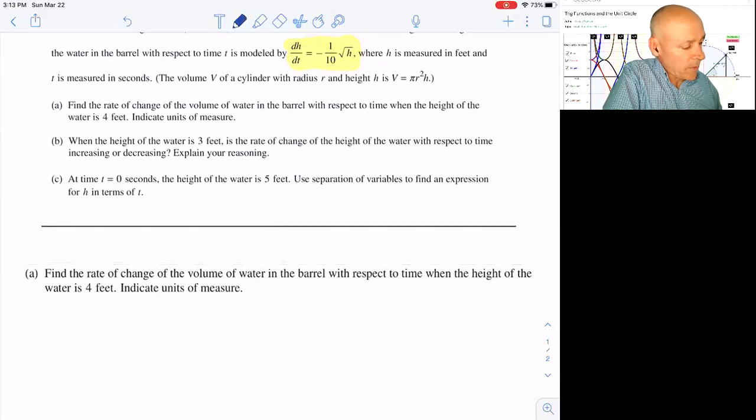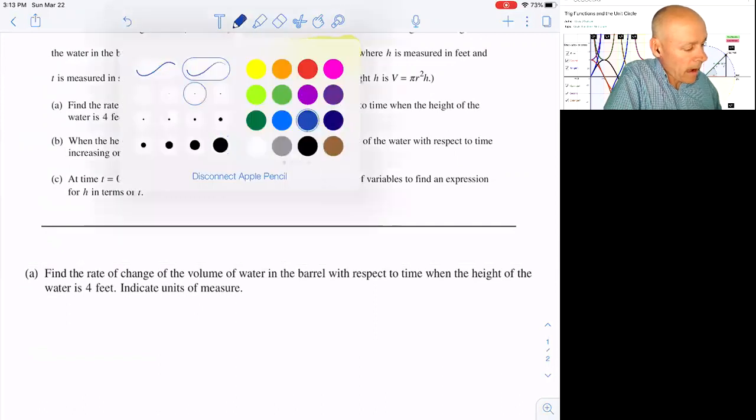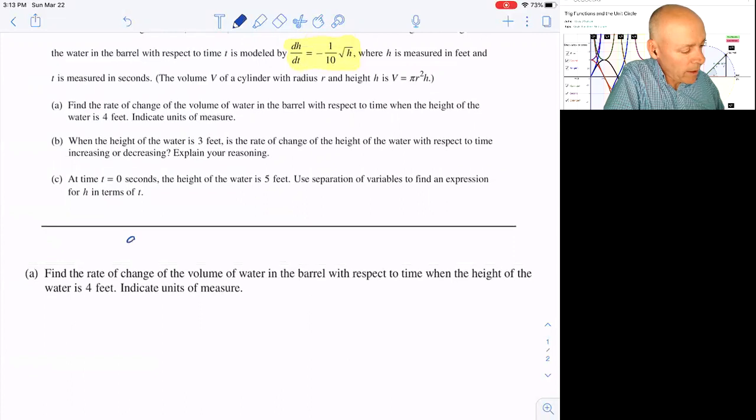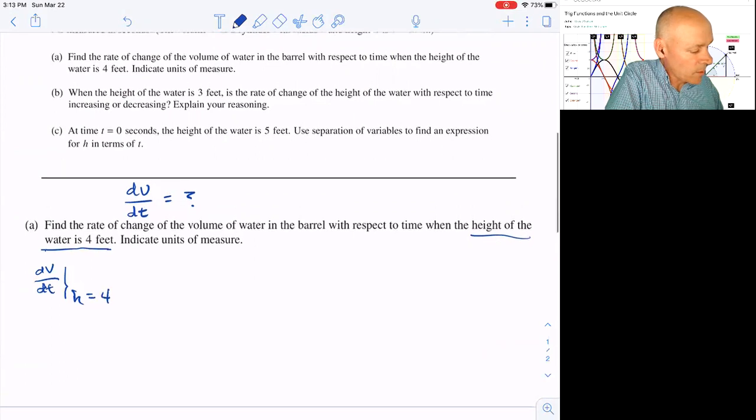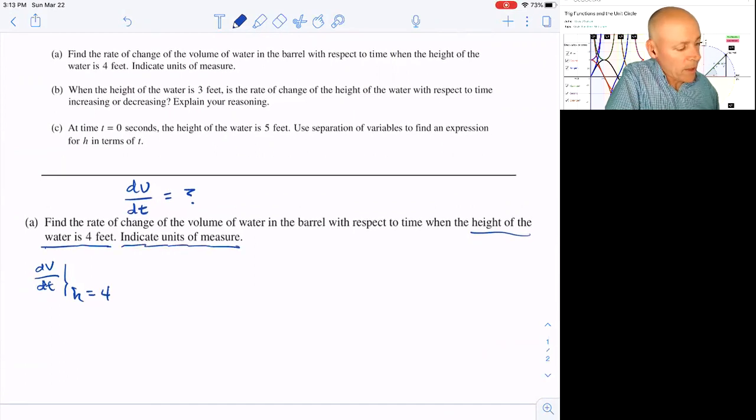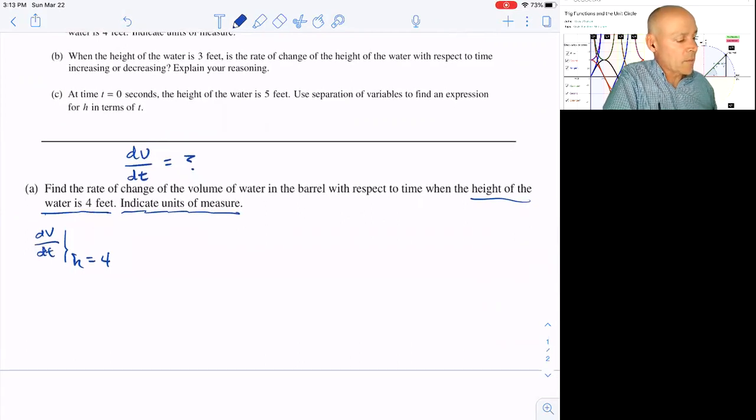So in part A, we're asked to find the rate of change of the volume of water in the barrel with respect to time. Now the calculus for the rate of change of the volume of water is dV/dt. So that is what we're asked to find in part A, when the height of the water is 4 feet. So basically, we're looking for dV/dt such that h is equal to 4. And we also want to make sure we indicate the units of measure. There's going to be a point given for units in this problem.